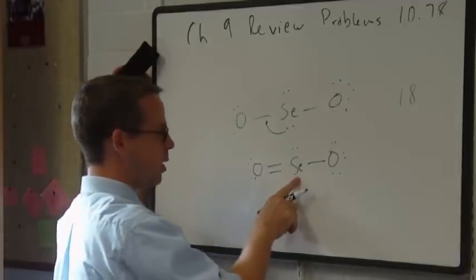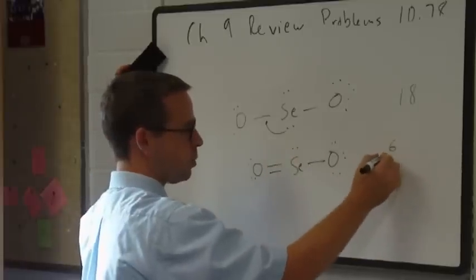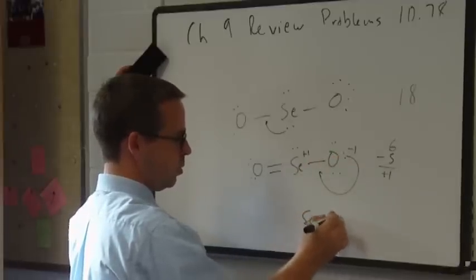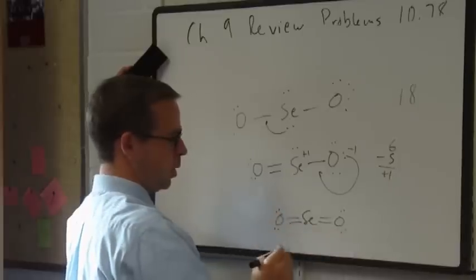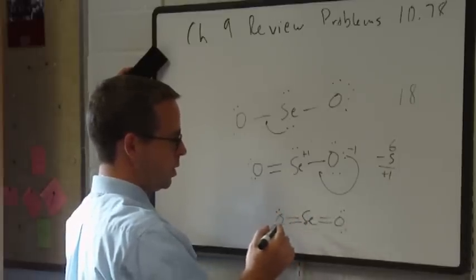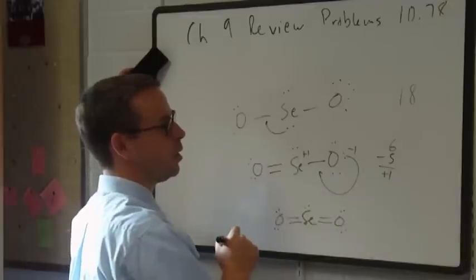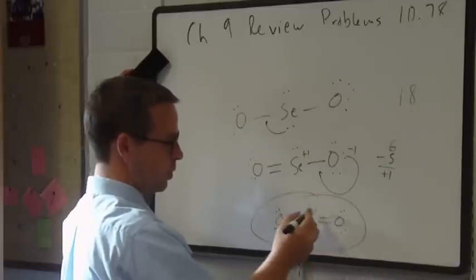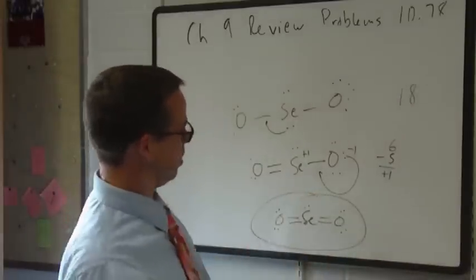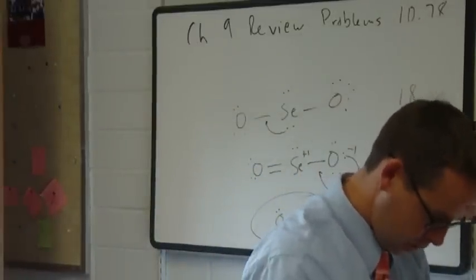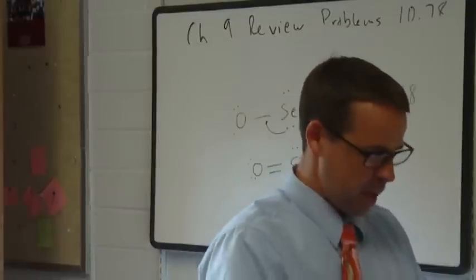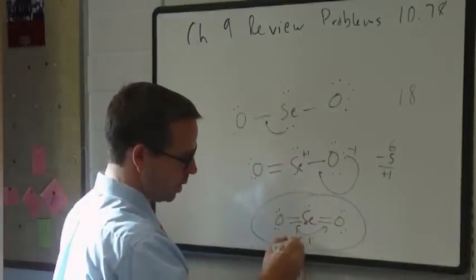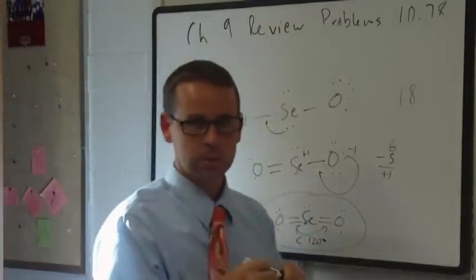But now selenium has a formal charge of 6 minus 5, plus 1, and this has a minus 1. So if we bring these electrons into there, now we have 1, 2, 3, 4, 5, 6, 7, 8, 9, 10, 11, 12, 13, 14, 15, 16, 17, 18. So we still have those two electrons up there. Those are 18 electrons. So nobody has any formal charges. So this is the structure. You see three regions of electron density, so this is going to be bent, or as they call it, non-linear, because the angle between these two is going to be slightly less than 120 degrees.